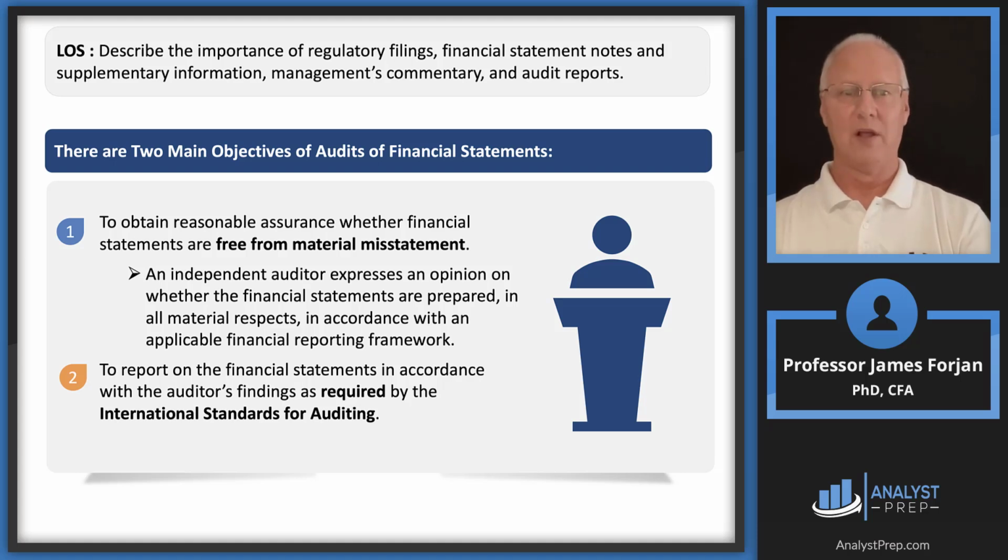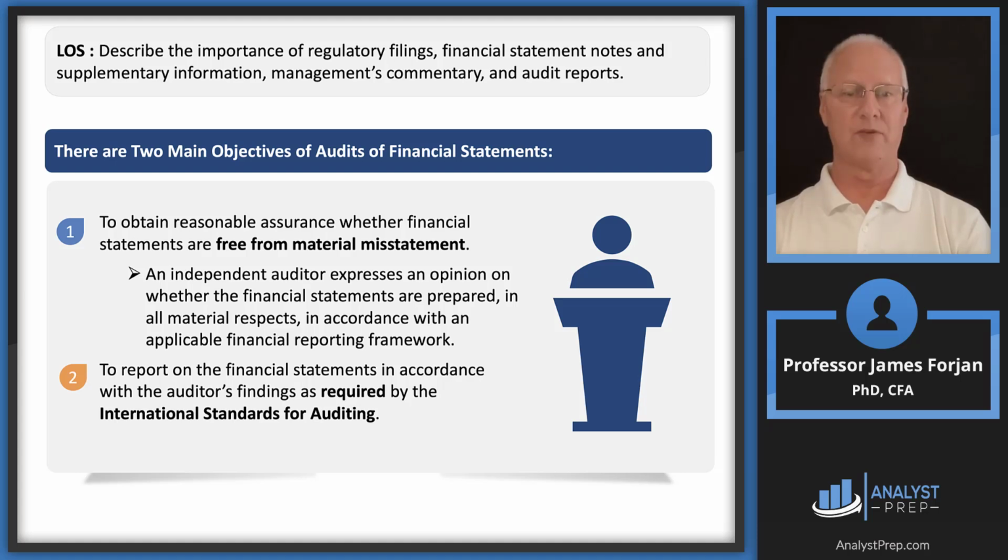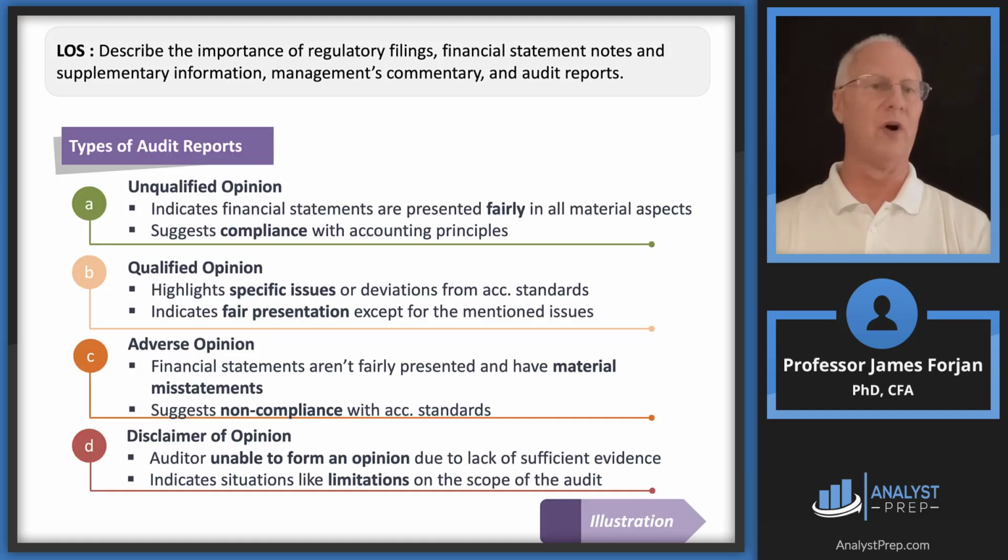Reasonable assurance that the statements are free from material misstatement. So what did I say earlier? I used the term accurate and transparent. So remember material misstatement. That might be a good term to look for on the exam. And then to report on whether or not they abide by the laws, rules, and regulations that have been outlined by the accounting gods out there, the international standards for auditing.